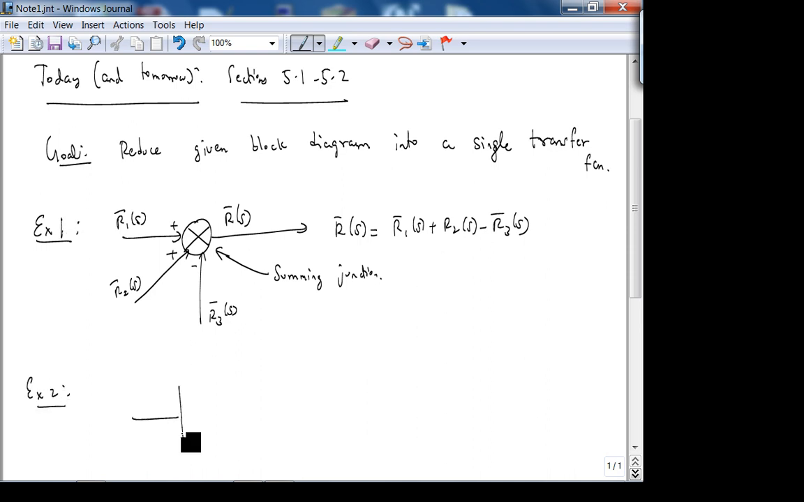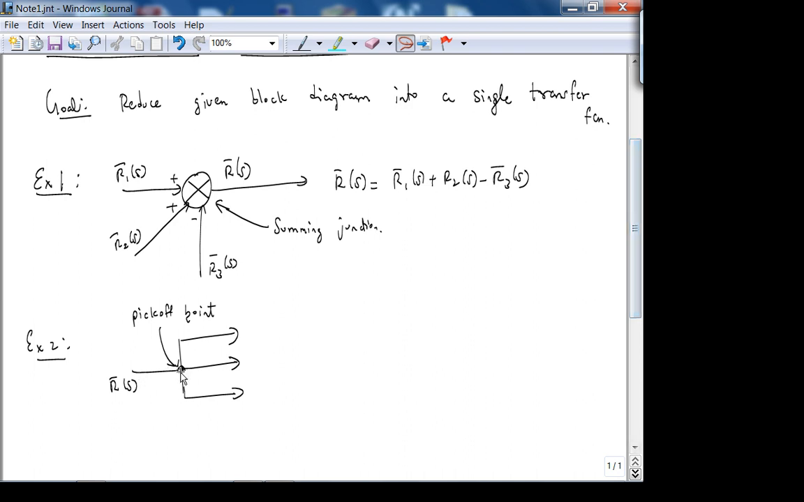Example two is you have a signal coming in. And I'll try to dot this so it's clear where the pickoff point is. So this is called a pickoff point. I'll start using these terminologies so you should be familiar with them. So this is R. What's each of these signals in terms of R? You have a signal coming in, it splits three ways, if you will. There's no summing junction, right? So I'm just picking it off. So what is it?